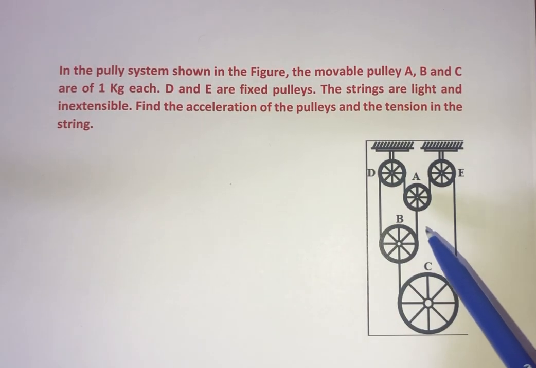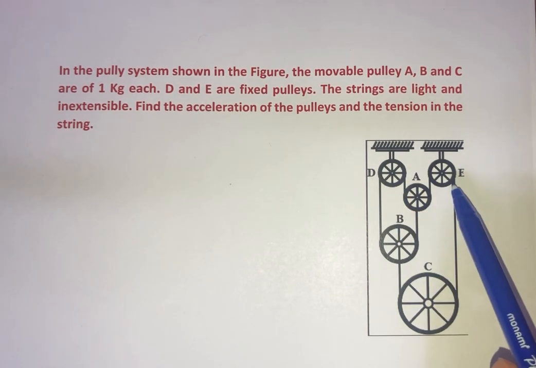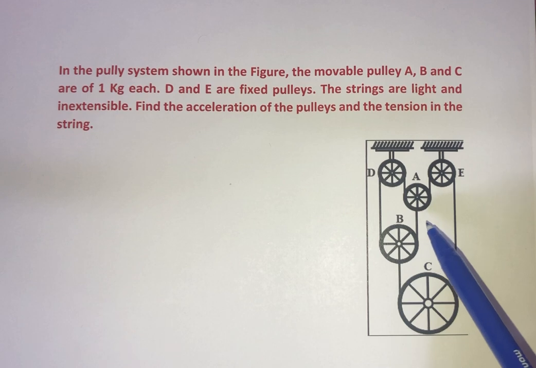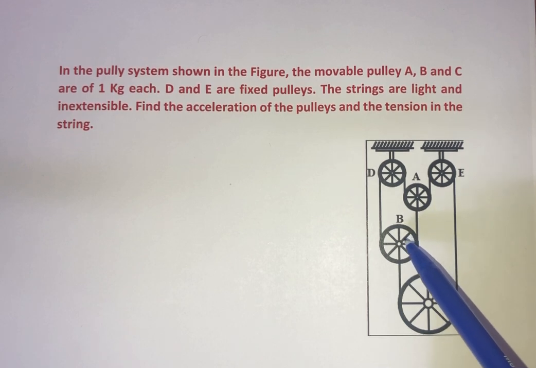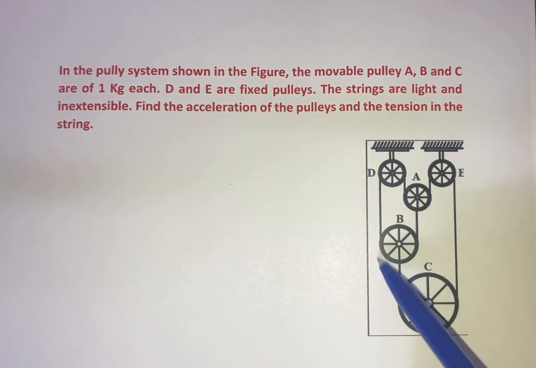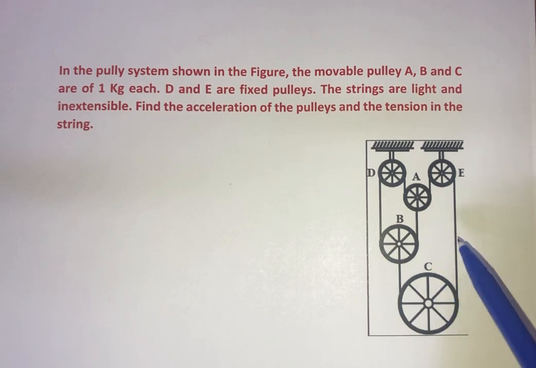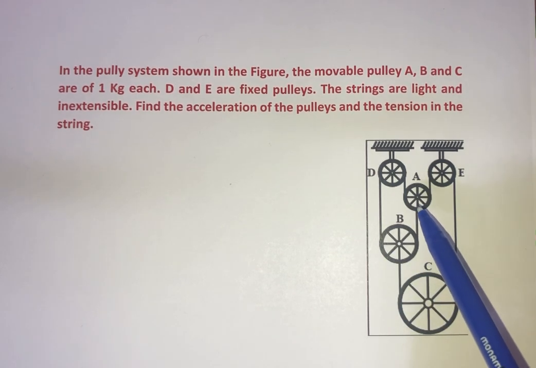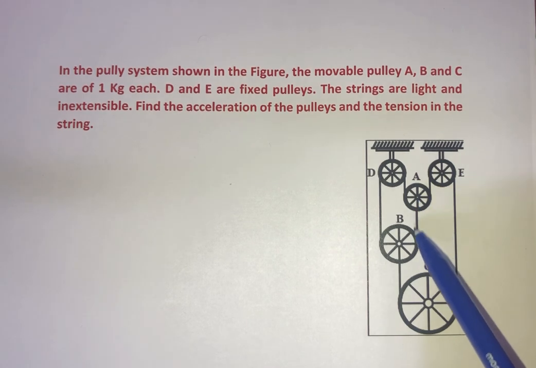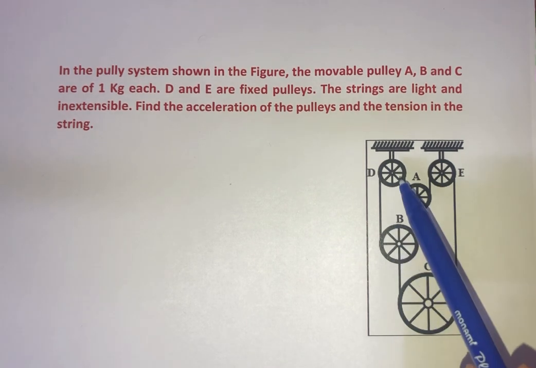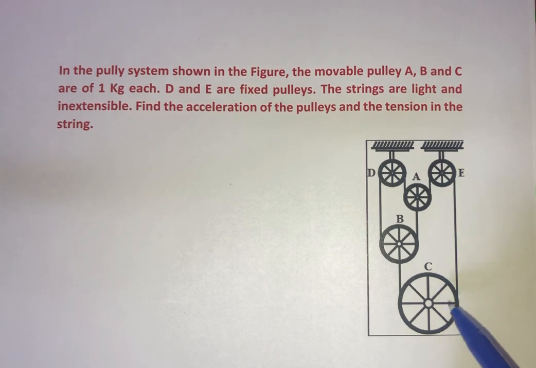So we have three movable pulleys A, B and C. D and E are the fixed pulleys. And we are supposed to find out the acceleration of pulleys A, B and C as well as the tension in the string. We can clearly see that there is only one string. It starts from point A, let us say, and goes through pulley B, then D, then pulley A, E, C and is finally connected to pulley B.